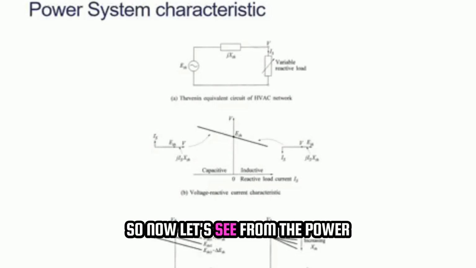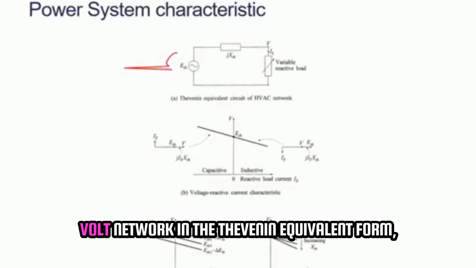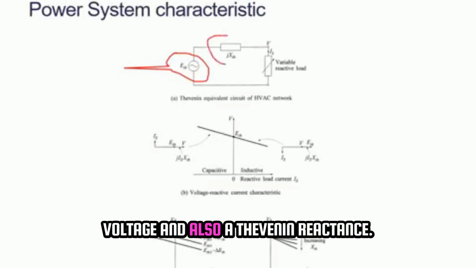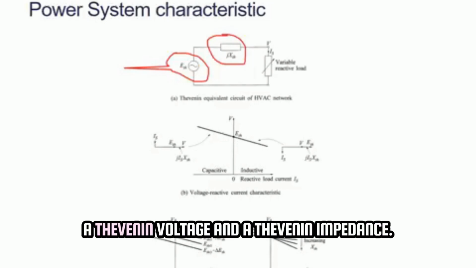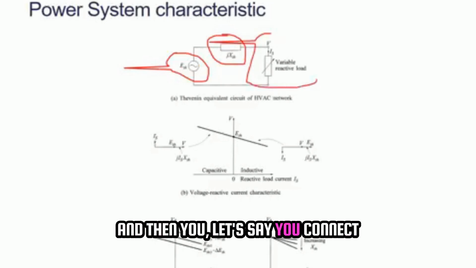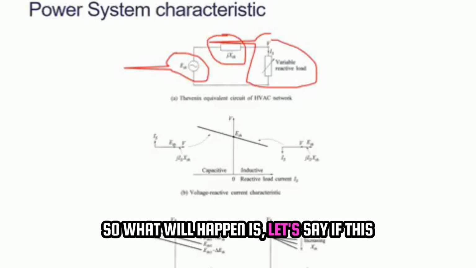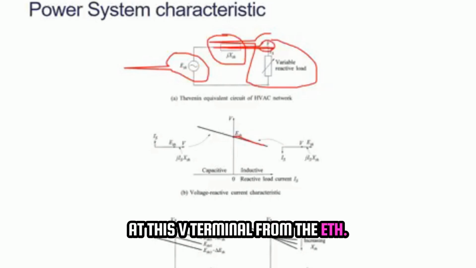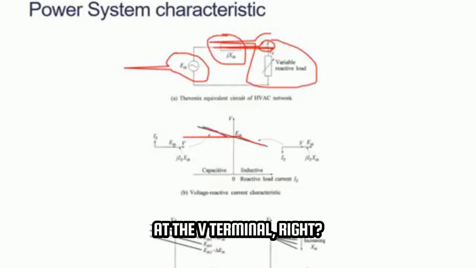So now let's see from the power system point of view. Let's say we convert the power system network into the Thevenin equivalent form, so you will get ETH, which is the Thevenin voltage, and also a Thevenin reactance. If we convert this HVAC system into a Thevenin equivalent form, you get a Thevenin voltage and a Thevenin impedance, and then let's say you connect a variable reactive load to this terminal. If this load is on the inductive side, the voltage at this V terminal will reduce from the ETH, and if the reactive load is capacitive, then the voltage will increase at the V terminal, right?